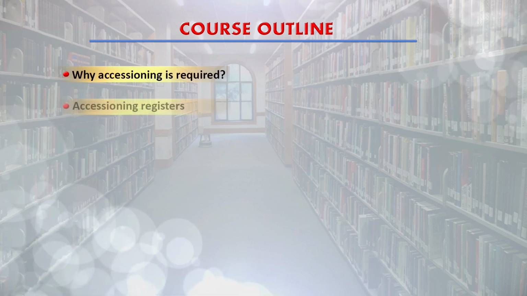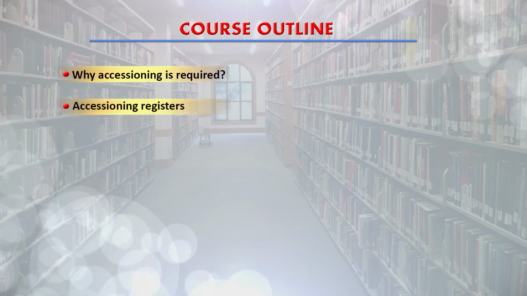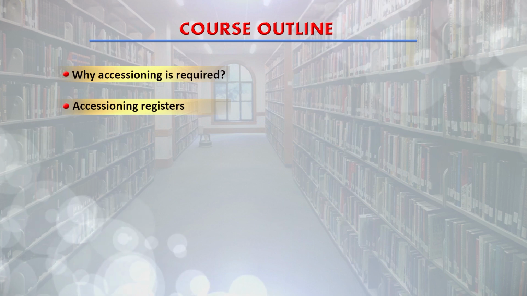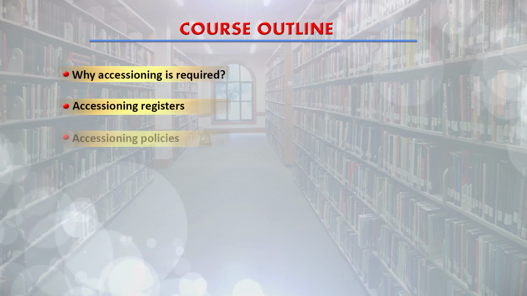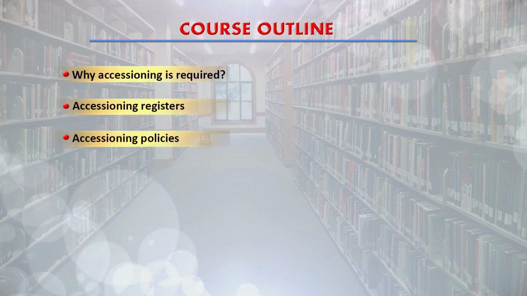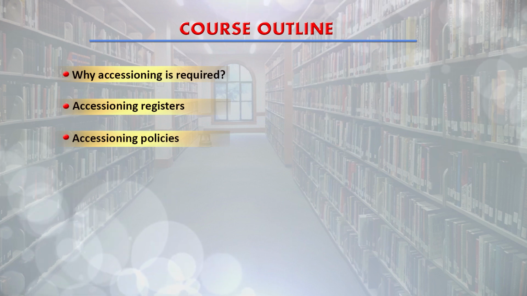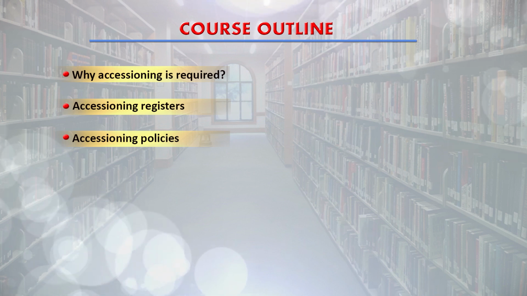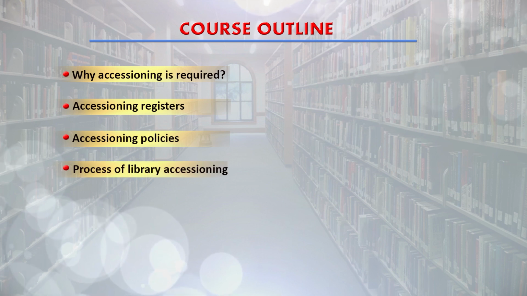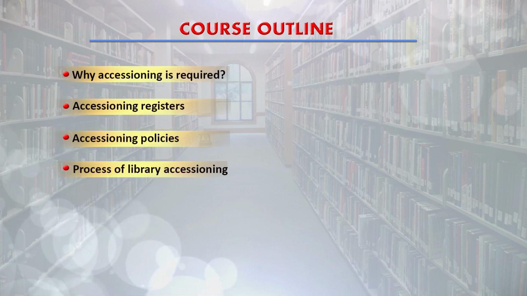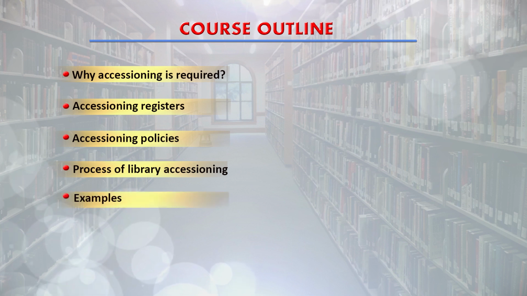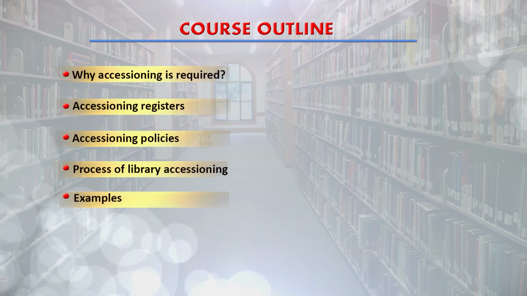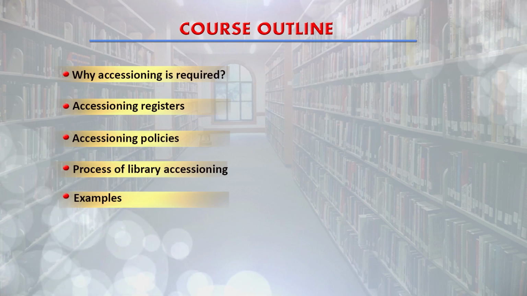Then the accessioning register, what is it, how it should be maintained, who should maintain it, where to put, how to put, all those things we have to mention there. Then accessioning policies: of course there are some local variations, but there has to be some accessioning policies that we need to know. Then the process of library accessioning, this is important, how exactly we do accessioning, and during the entire course we will do all sorts of examples so that you understand how exactly these are done.